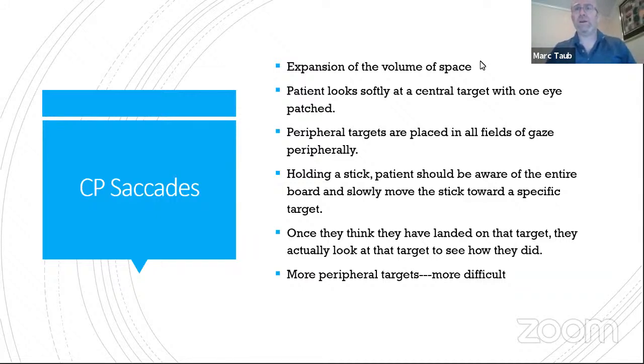The aim is to, while the patient is looking at the central target, use their peripheral vision, hence the central peripheral, to move the broom slowly to hit one of the other targets. It's very important that they don't look over to see where they're going. We're really aiming to get them to use their peripheral vision to see where they are aiming.